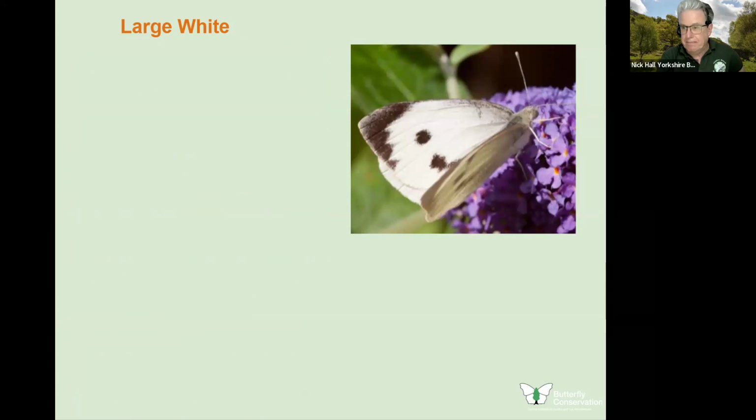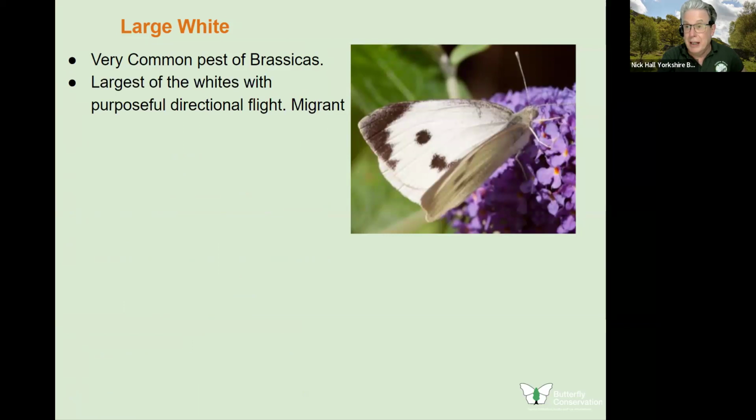So the large white is probably the easiest of all the whites to determine. It's a pest. It's the dreaded cabbage white butterfly. It's the largest. The main characteristic you can use to pick it out when it's flying is a very purposeful directional flight. And that's important when we're looking at all these different species of whites, and we're covering 5 tonight. This one probably has the fastest, most purposeful flight, and it's generally flying in a particular direction.